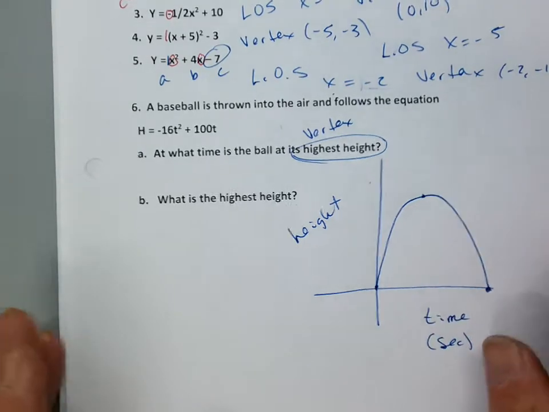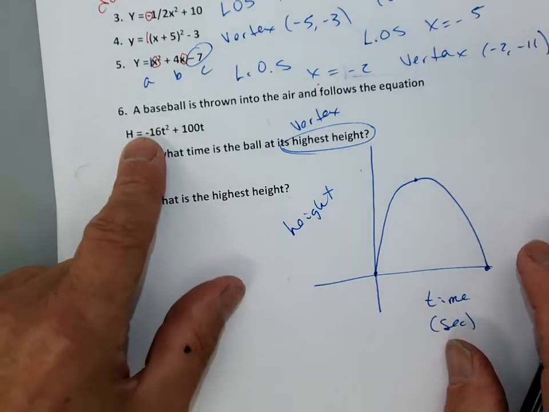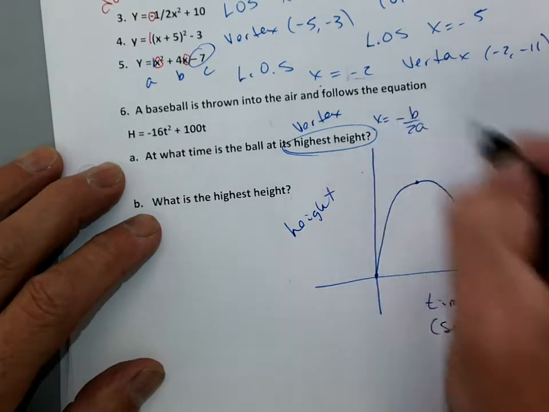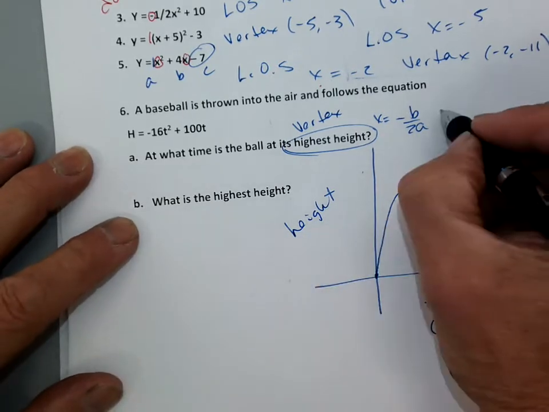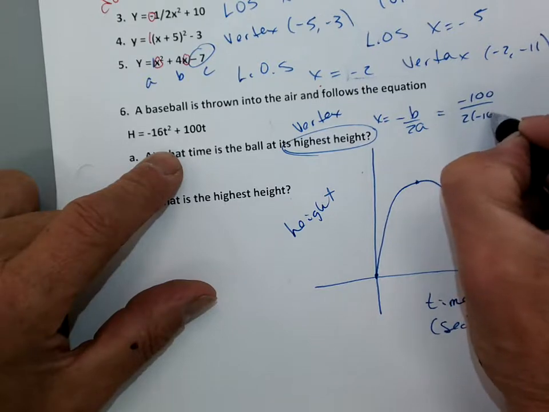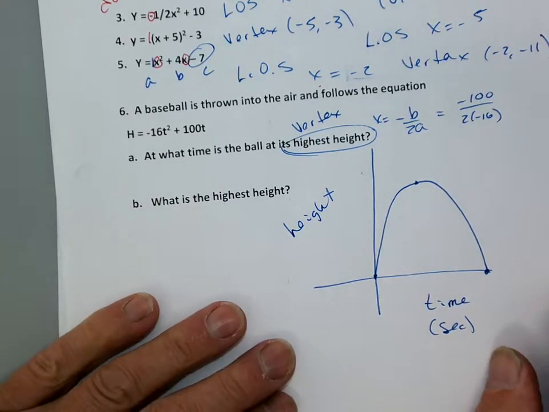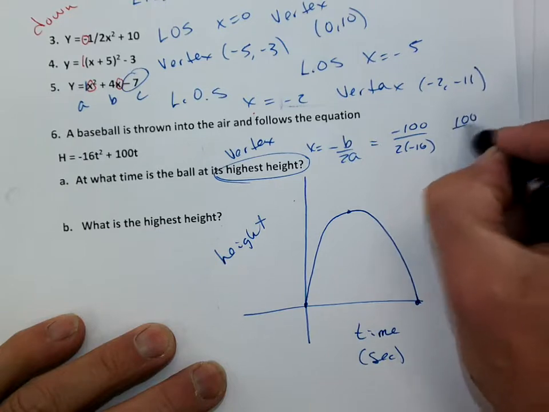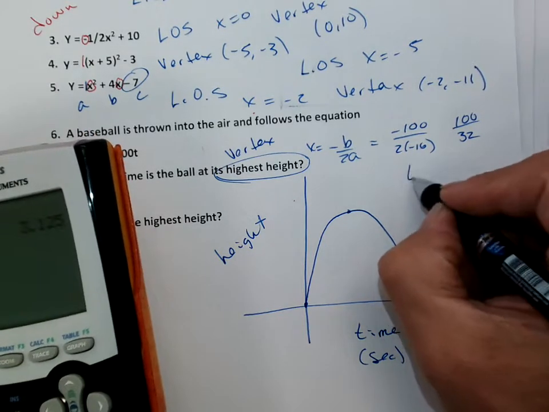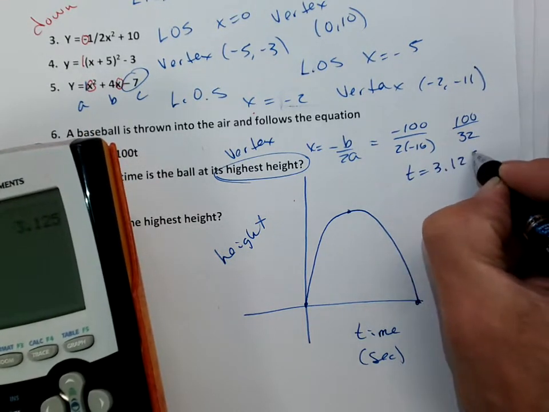So the vertex, it's in our other form. I'm going to use my negative b over 2a to get my x. So I'll take my negative 100 over 2 times negative 16, which is 100 over 32, and I'm just going to use my calculator to figure it out. Okay, so 100 divided by 32, and I get about 3.125. So t equals 3.125. Okay, so that makes sense.